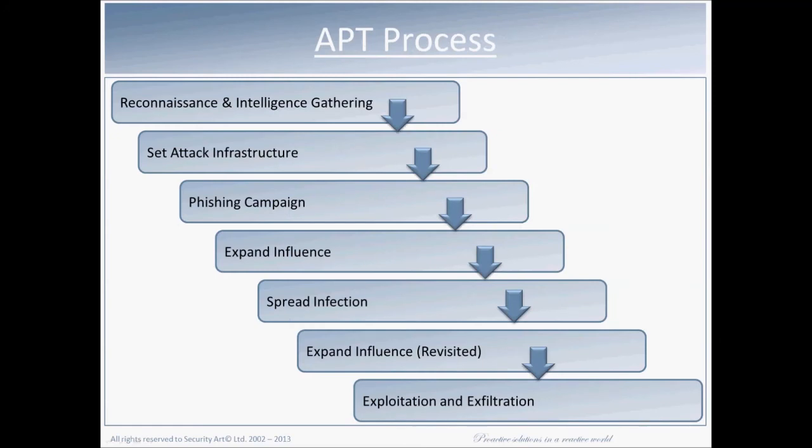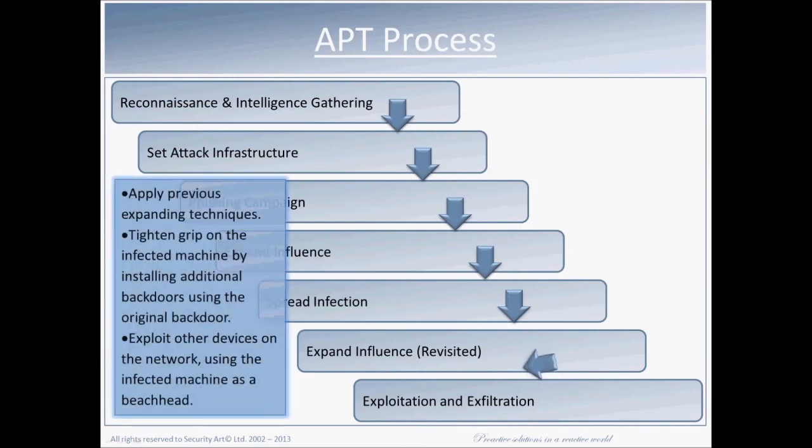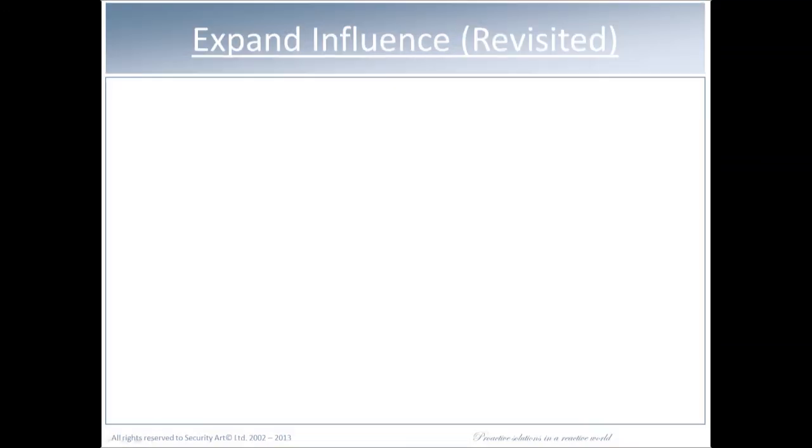Now that we have additional footholds in the network, we will continue to expand our influence. We apply the previous expanding techniques. We tighten our grip on the infected machine by installing additional malware through the original malware, and we exploit other devices on the network using the infected machine as a beachhead. With access to the internal network through our malware, we can now gain access to internal resources and apply passwords we found from previous stages.